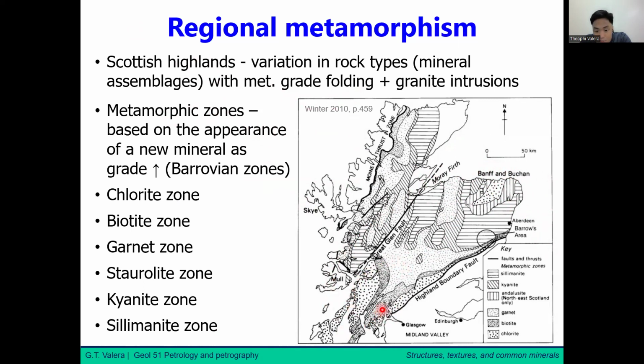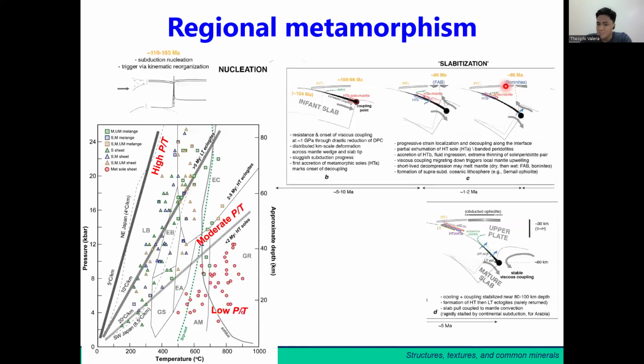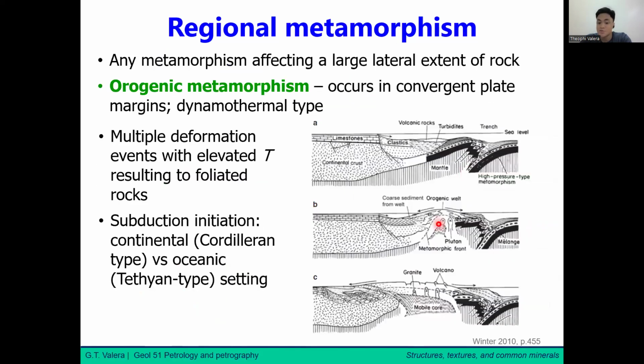So the granitic intrusions are not so obvious here, but anyway, you can see here the different zones: chlorite zone, followed by biotite zone, and then followed by garnet zone, andalusite zone, kyanite, and then sillimanite zone. So this is increasing metamorphic grade. So take note that the intrusions, this is not contact metamorphism, okay?